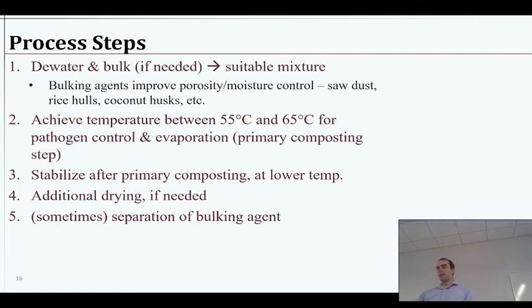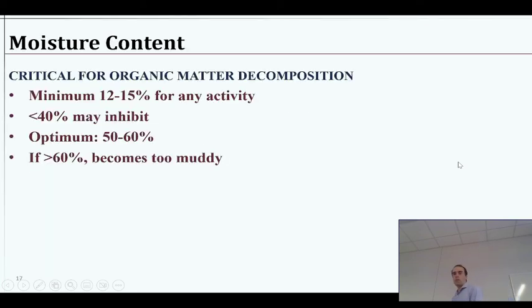After you do the process, you let it stabilize. Might need a little extra drying, and then in some cases maybe you'll remove the bulking agent again. But I think usually you just leave it. It's probably something, like I said, you wanted to dispose of anyway. So a few metrics here. For organic matter decomposition, you really need a bare minimum like 12 to 15% water moisture content for any activity to occur. Anything less than 40% is probably going to slow it down a bit. So usually 50 to 60. And if you get upwards of 60% moisture, you're starting to turn it all into mud. So you have to dewater from there.